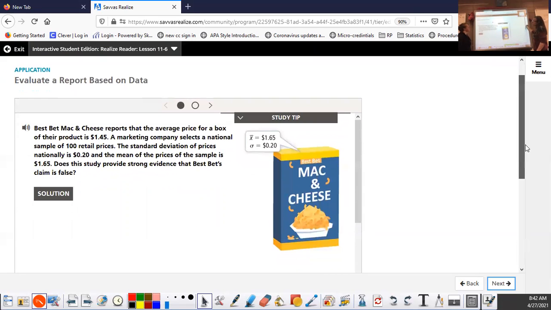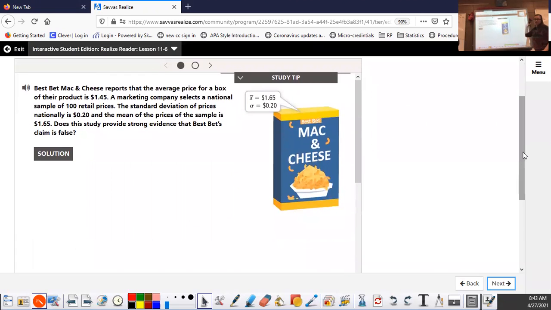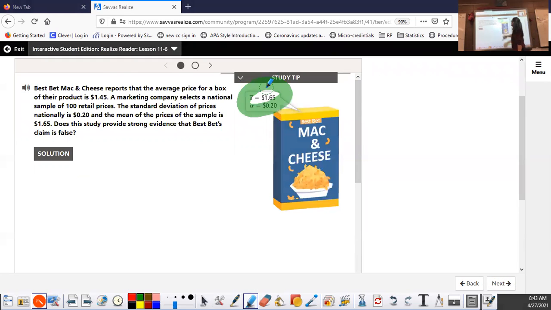So this question, we really bring it all together in example 4. We're going to evaluate a report based on some data. I was telling my class all about the secret shopper, because Mrs. Conway used to be a secret shopper and she would go and make sure that a sign was up or the price was what the company wanted it to be. So I imagine that they sent out 100 secret shoppers around the country, and Best Bet Marketing said our mac and cheese costs $1.45. When they actually went out, the data that they found was on average $1.65 with a standard deviation of 20 cents.